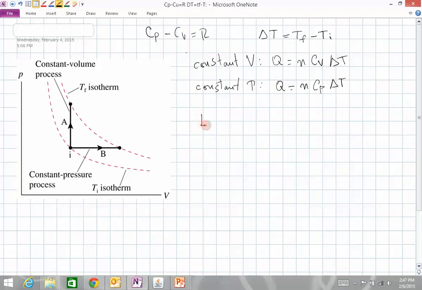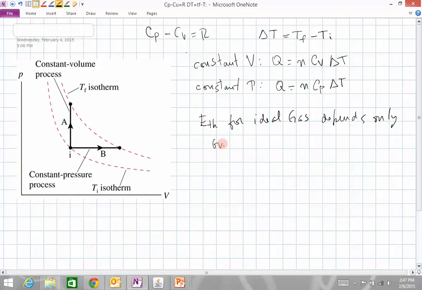The thermal energy E thermal for an ideal gas depends only on the temperature, on T. In fact, that energy E thermal is equal to 3/2 the number of moles times RT. Okay, so that is an important fact.